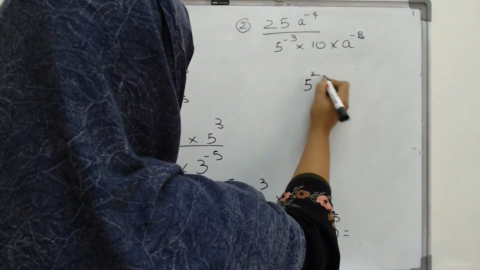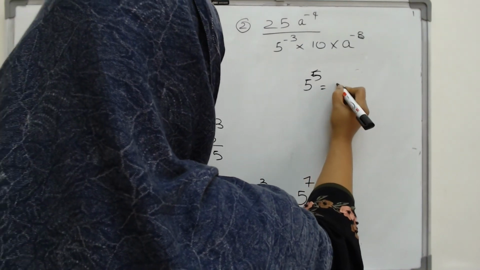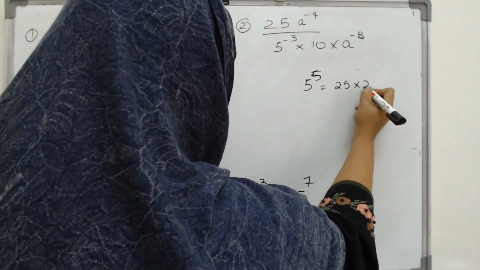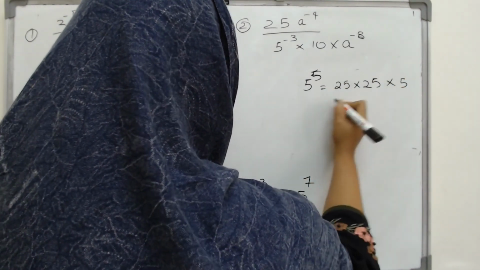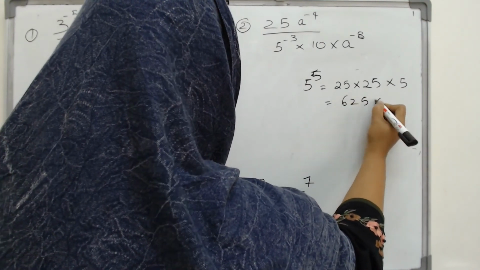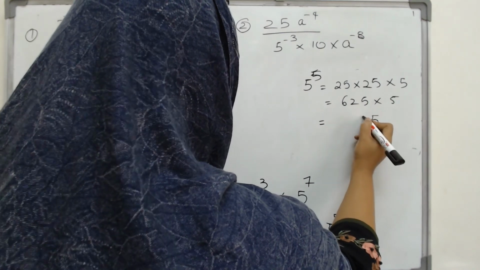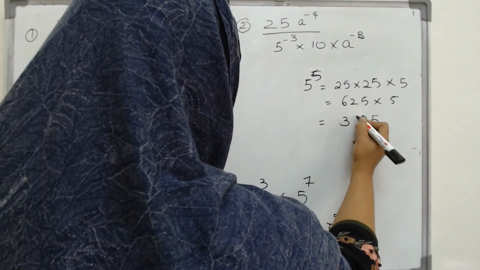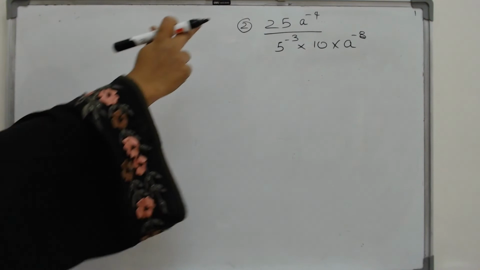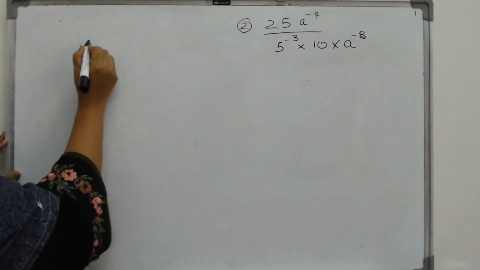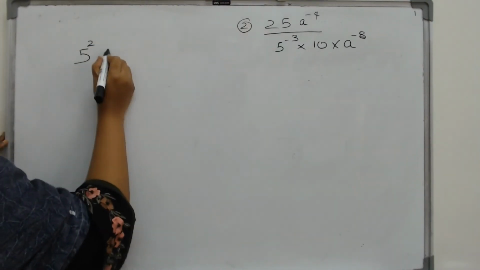5 raised to 5 would be 25 into 25 into 5. That would be 625 into 5. That would be... 25. It is 5 square.